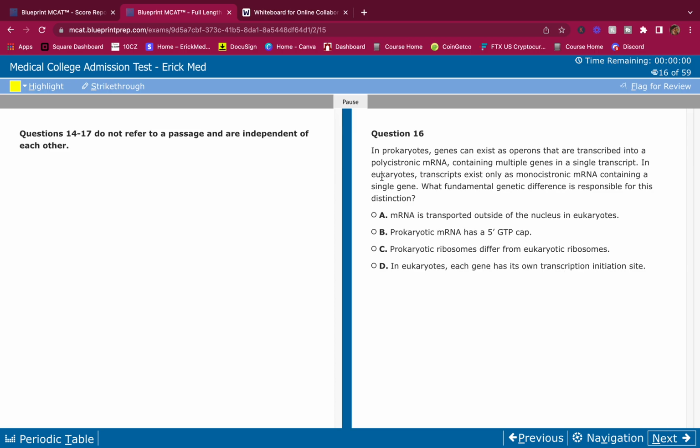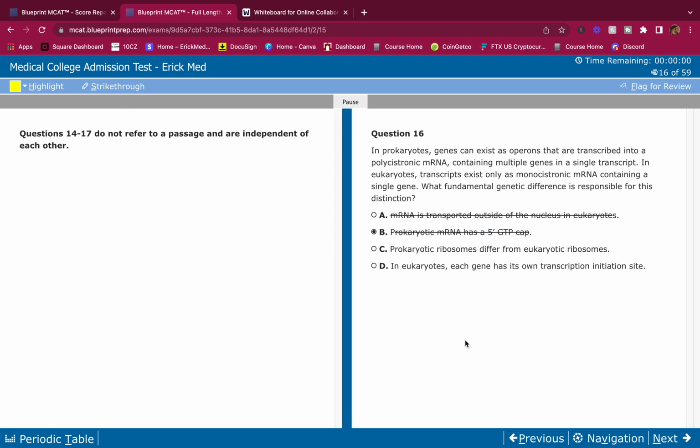16. In prokaryotes, genes can exist as operons that are transcribed into a polycistronic mRNA containing multiple genes in a single transcript. In eukaryotes, transcripts exist only as monocistronic mRNA containing a single gene. What fundamental genetic difference is responsible for this distinction? "mRNA is transported outside the nucleus in eukaryotes." This is true, that does happen, but it's not answering the question. The question asks for a fundamental genetic difference. What does that have to do with anything genetic related? None.